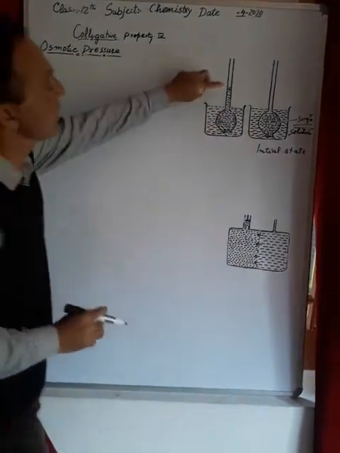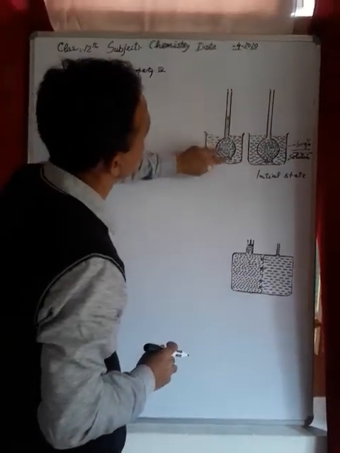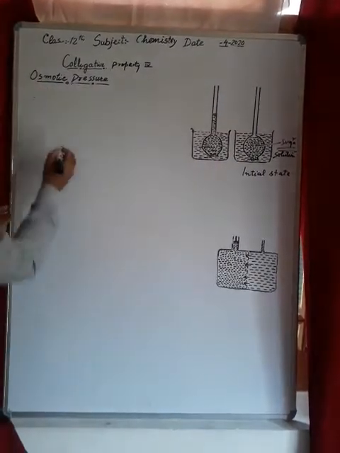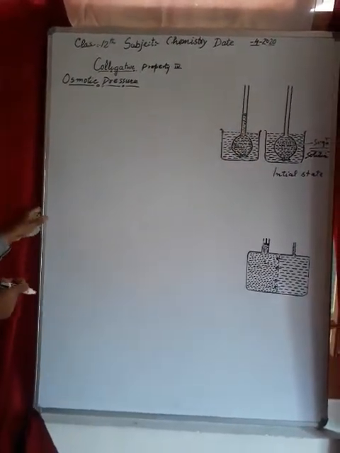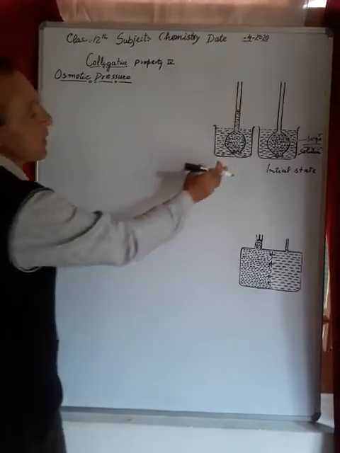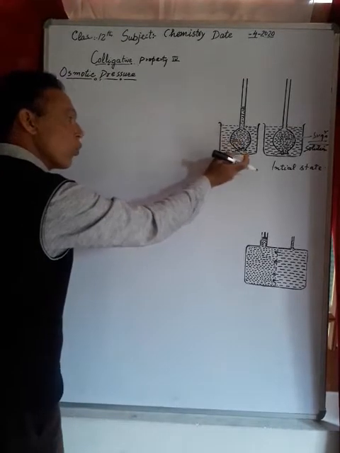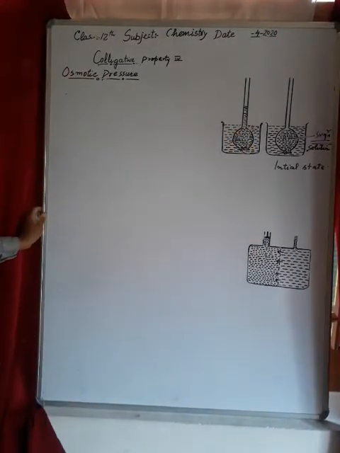At this stage, the hydrostatic pressure is sufficient to prevent the further inflow of the water into the solution. This equilibrium hydrostatic pressure, which is sufficient to prevent the flow of the solvent into the solution, is called osmotic pressure.